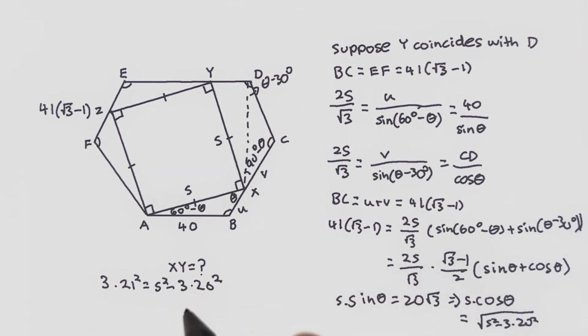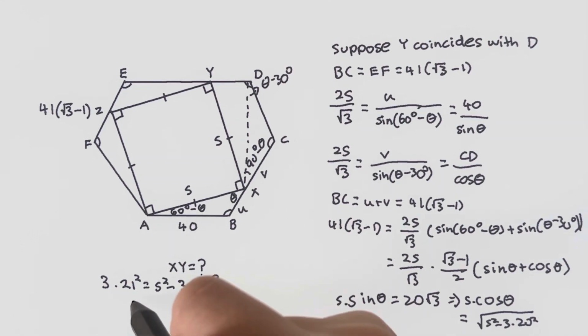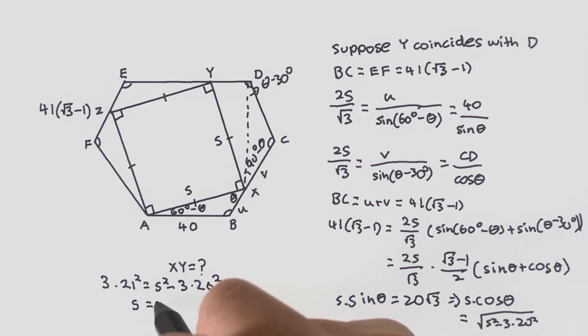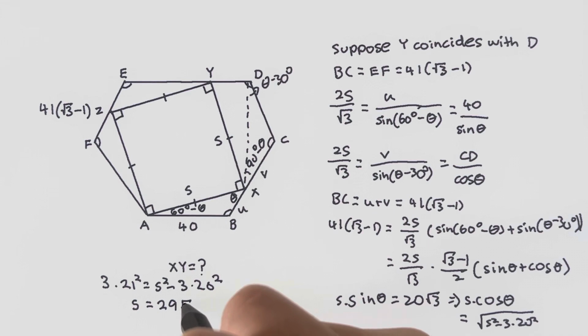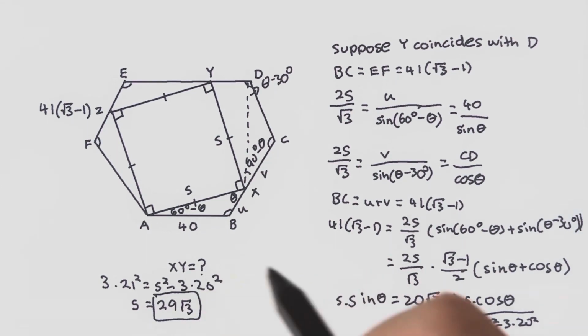So we notice right away that this is a Pythagorean triple. 20, 21, 29 is a Pythagorean triple. So we can get that s equals 29 square root 3. So the answer to this problem is A.